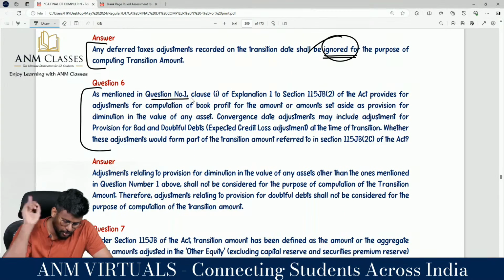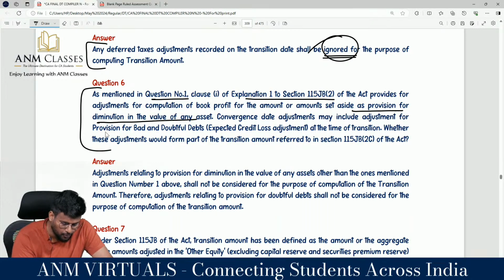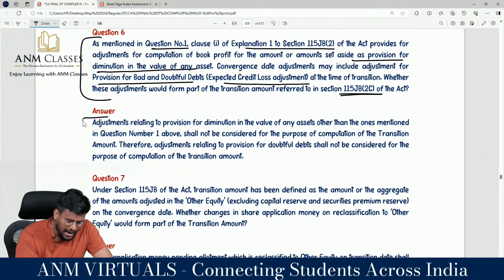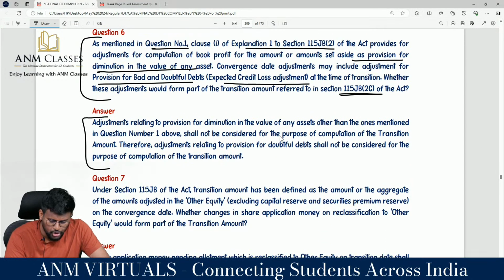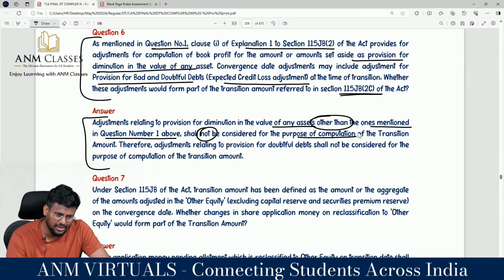As mentioned in question number 1, clause 1 of explanation 1 to 115 JB of the Act provides for adjustment of computation of book profit for the amount or amounts set aside as provision for diminution in the value of any asset. Convergence date adjustment may include adjustment for provision for bad and doubtful debts, expected credit loss adjustment at the time of transition. Whether these adjustments would form part of transition amount referred in 115 JB subsection 2 of the Act? Adjustment relating to provision for diminution in the value of any asset other than one mentioned in question number 1 above shall not be considered for the purpose of computation of transition amount.